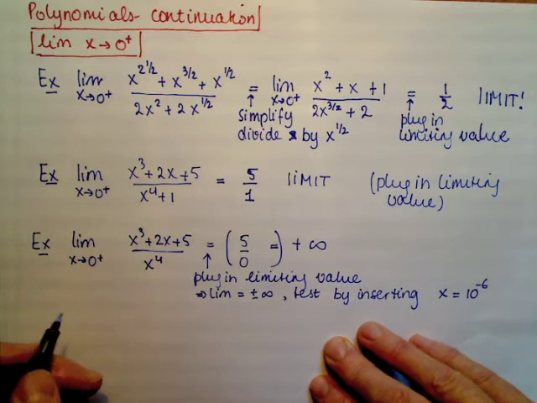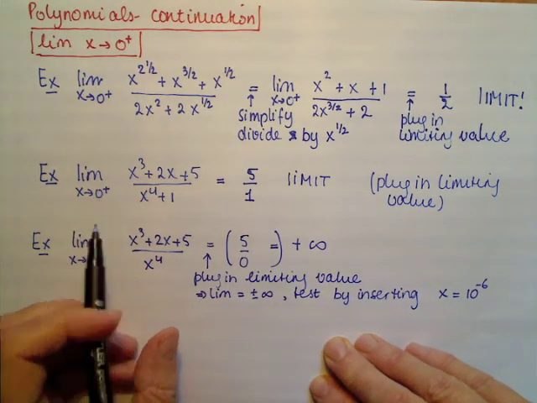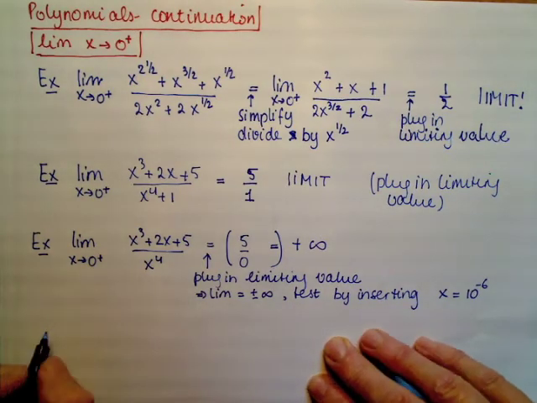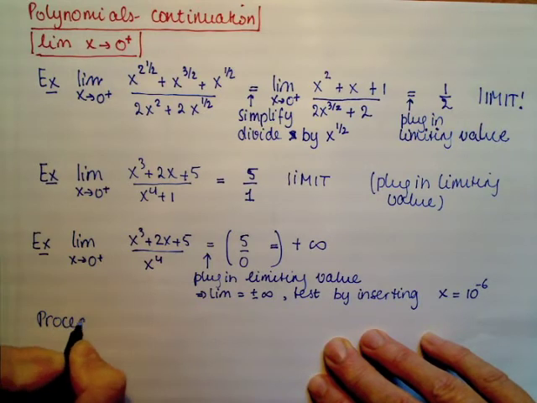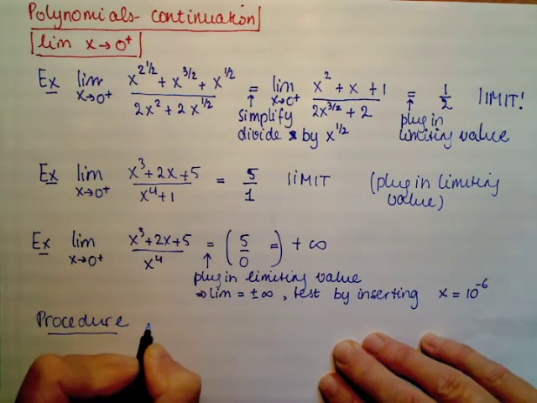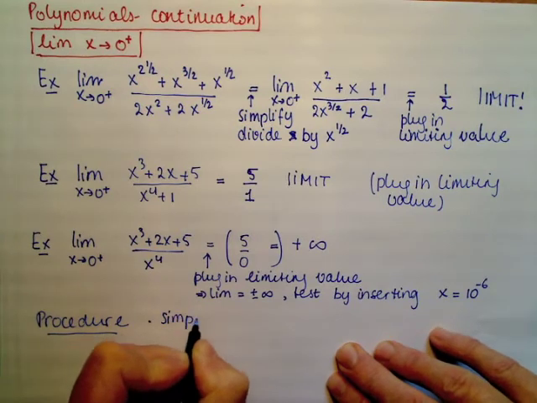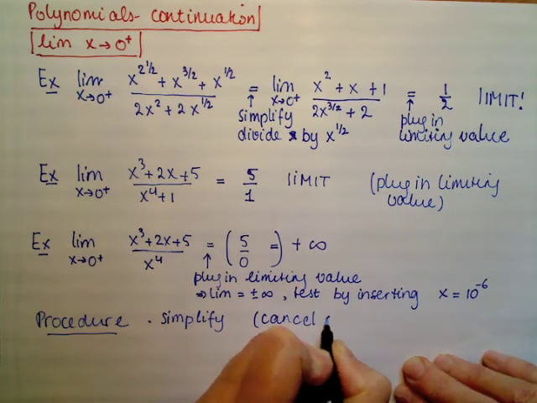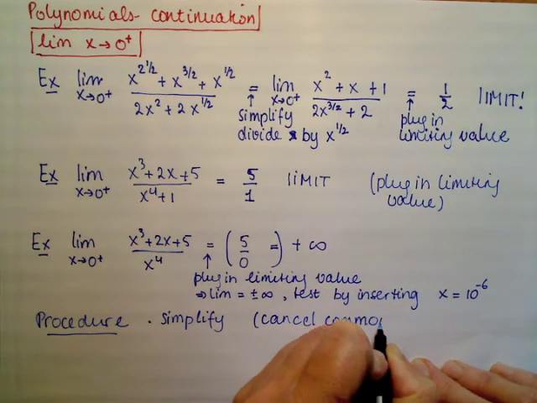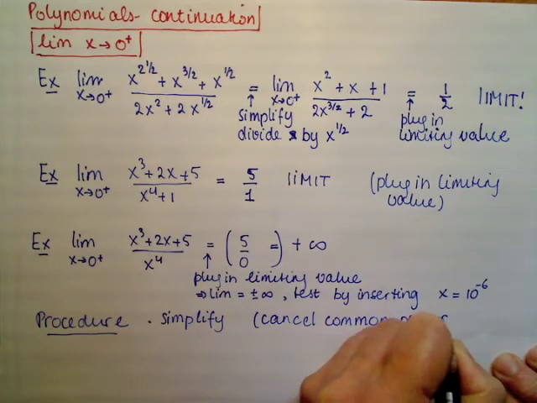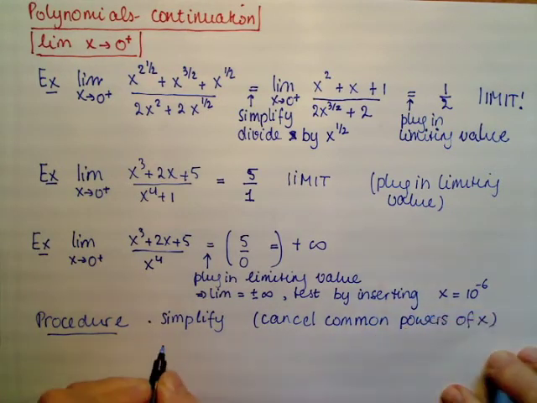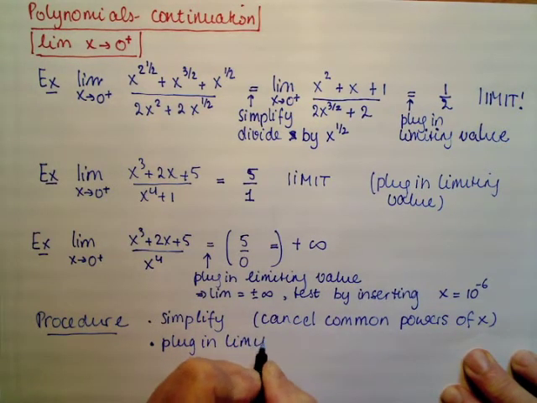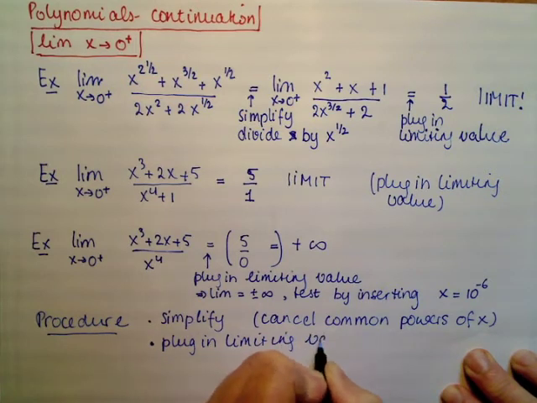So in fact, we have a different situation for quotients of polynomials if we consider the limit for x tending to 0 compared to the case where we have the limit for x tending to infinity. And what is the procedure? If we formally describe it, what you should do is first simplify, cancel the common powers of x, and the second is plug in the limiting value, and again we have two situations.